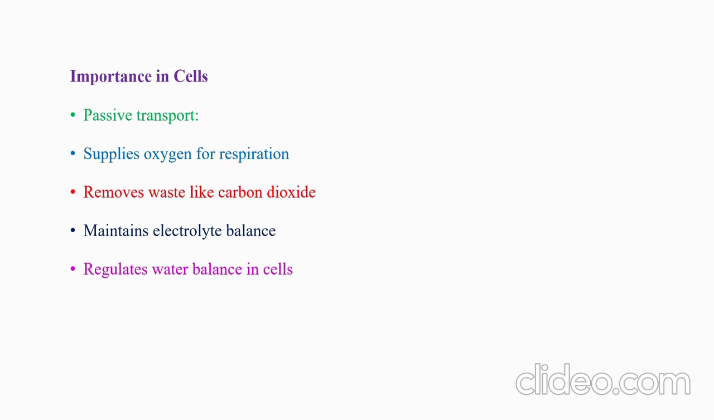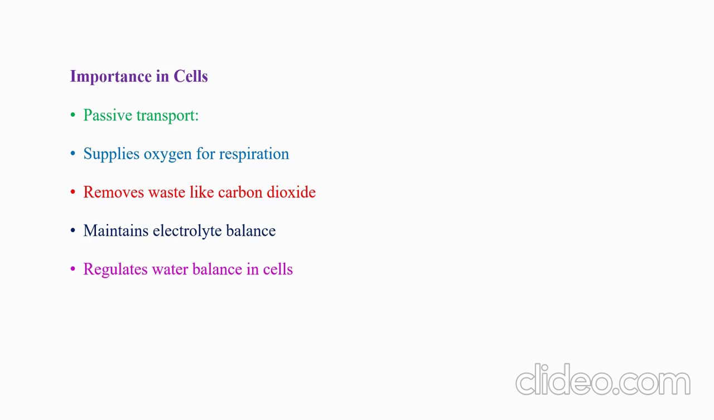Coming to the importance, passive transport plays a vital role in maintaining cellular homeostasis, which is the stable internal environment necessary for proper cell function. It allows oxygen to enter the cell from the surrounding environment, where it is used in cellular respiration to produce energy. At the same time, passive transport enables carbon dioxide, a waste product of respiration, to diffuse out of the cell and be removed from the body.